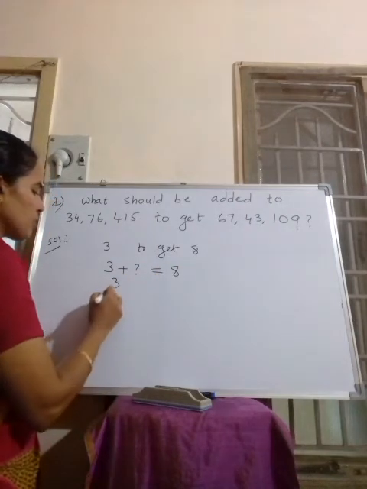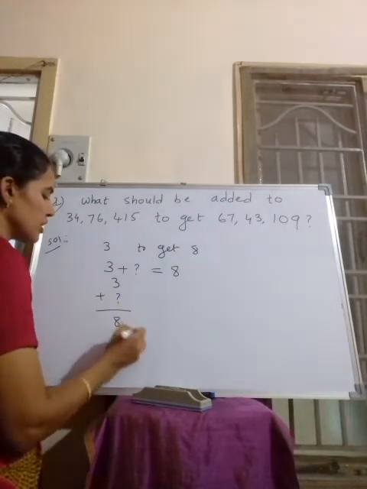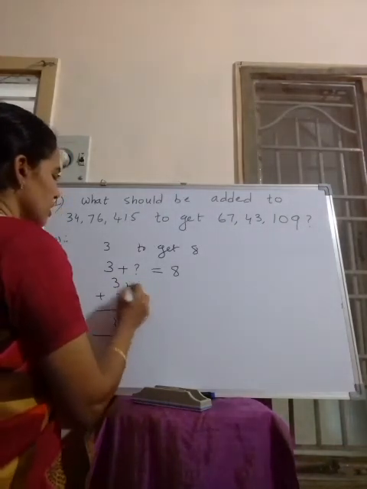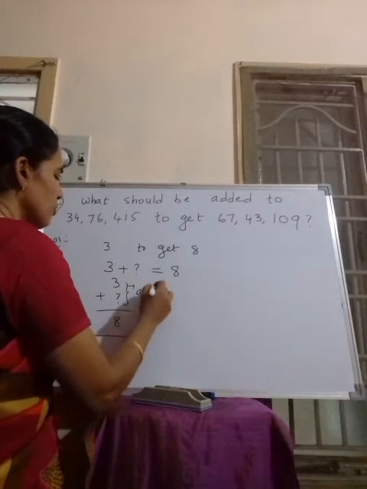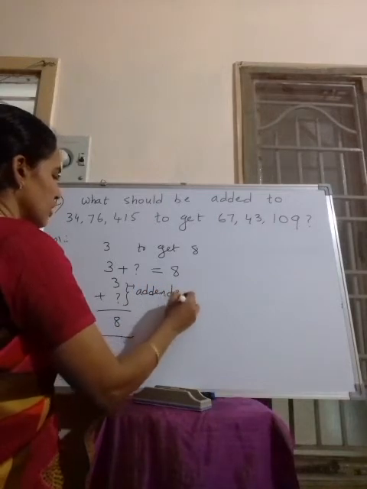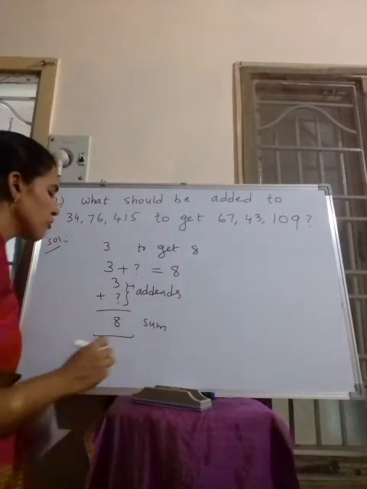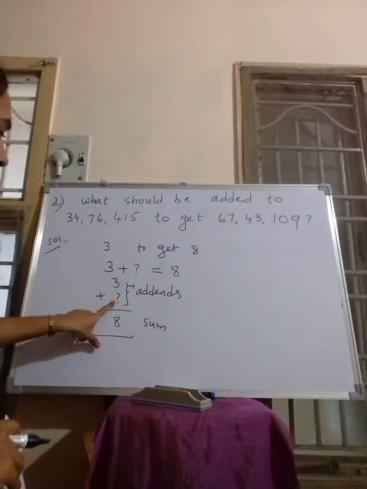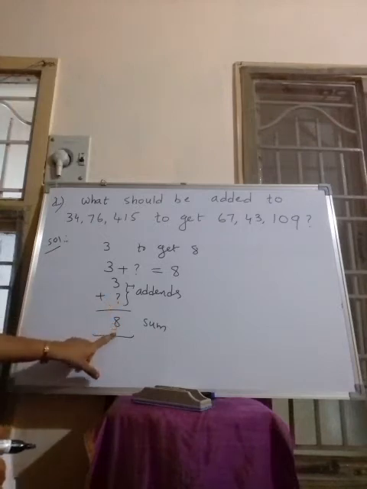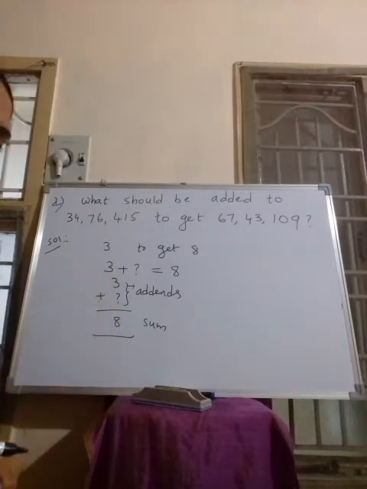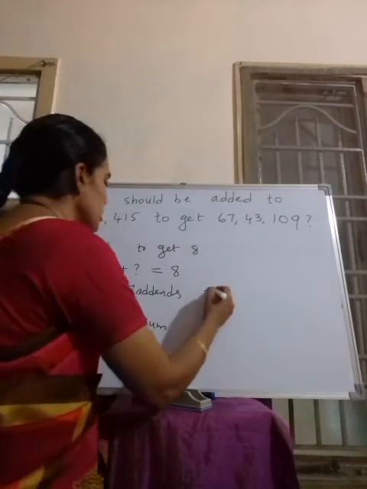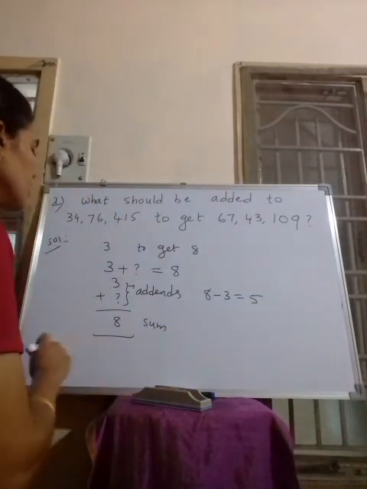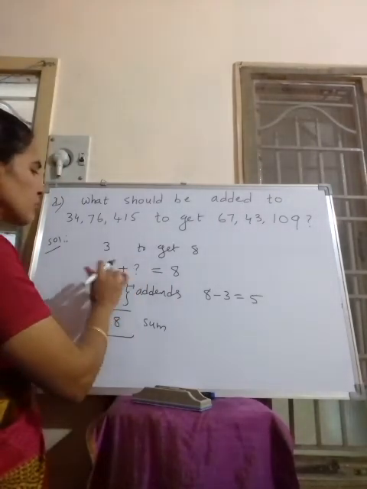Now here 3 plus what gives 8? Here these two, 3 and question mark, are known as addends, and we call the result the sum. If you want any one addend, how will we get it? Sum minus one addend gives the other addend. That is 8 minus 3, 8 minus 3 is 5. That is, sum minus one addend gives the other addend.